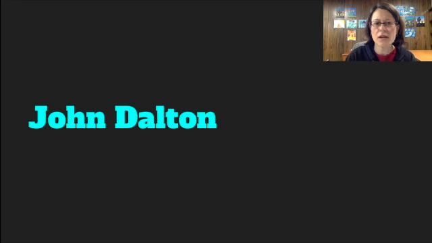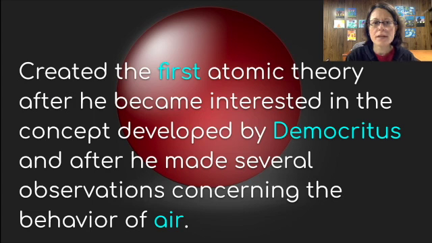So let's start with John Dalton. He created the first atomic theory after he became interested in the concept developed by Democritus, and after he made several observations concerning the behavior of air. Now, Democritus was an ancient Greek. He said that matter could be broken down into small particles, and he called those particles atomos. And he believed that after it was broken down into an atomos, it could not be broken down further.